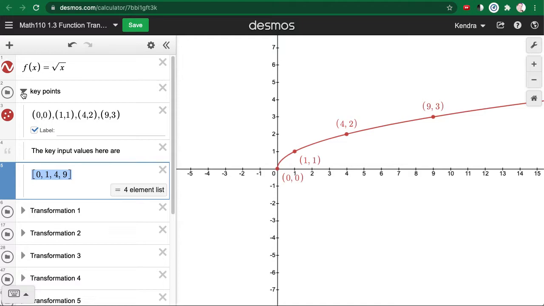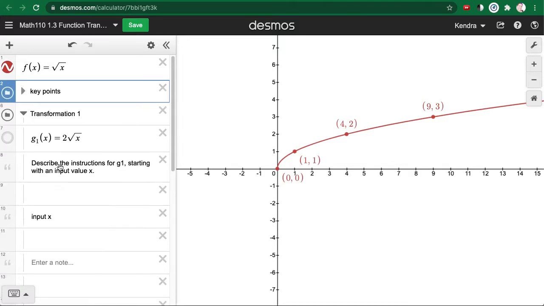So let's look at our transformation number 1. Here's a new function. I'm going to call it G1. I'm putting these subscripts because I have a lot of different transformations that we're going to do, and to distinguish them, instead of coming up with a different letter each time, I'm just going to subscript them. So rather than G, H, K, L, I am going to call them G1, G2, G3. G1 of x is going to be 2 times the square root of x.